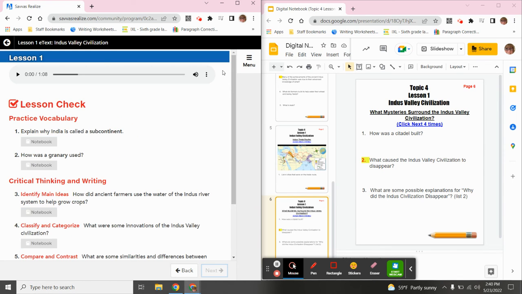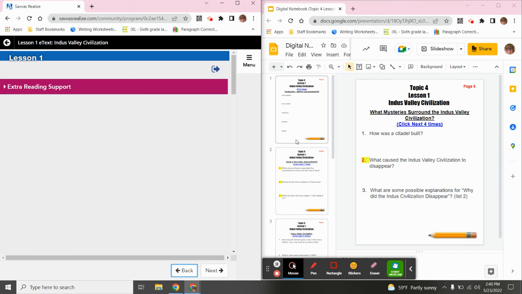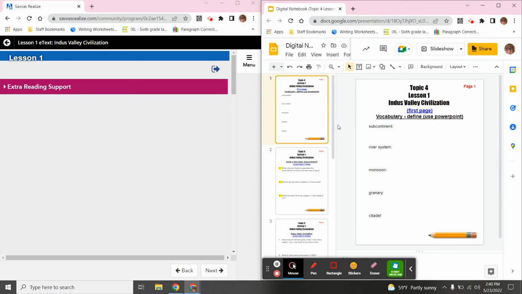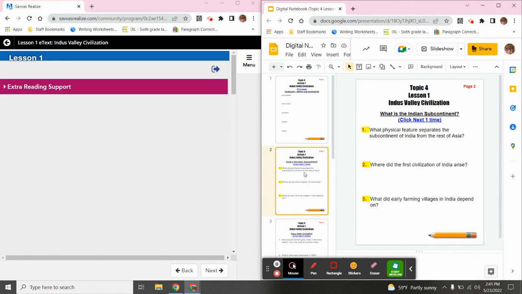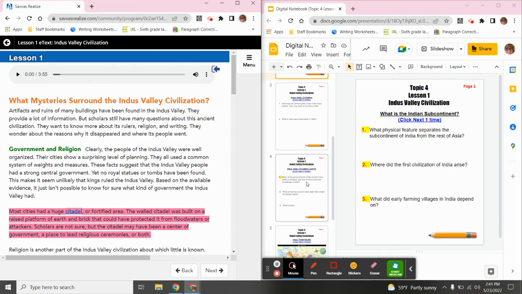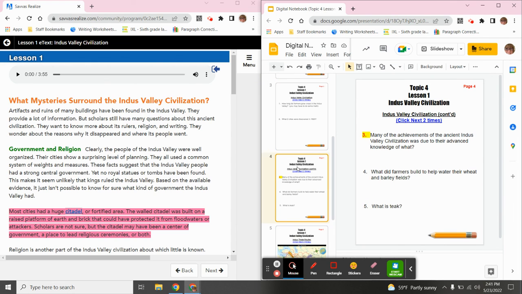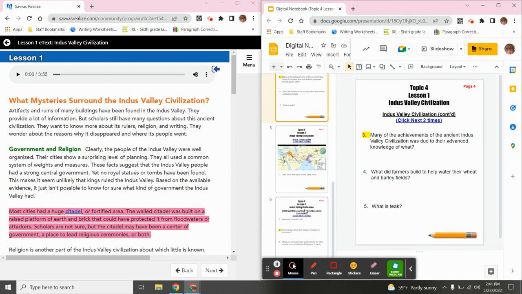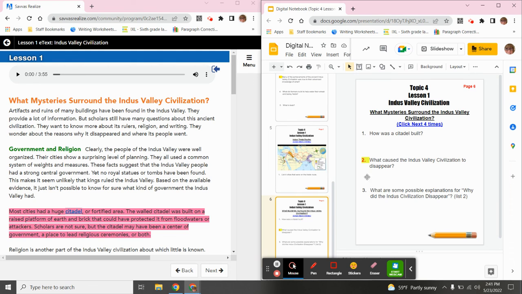Moving on to the next page is the end of the lesson. So let's go through your digital notebook. You have page 1, your 5 vocab words that need to be defined. Page 2, number 1, 2, and 3 are all quiz questions. Page 4, number 3 is a quiz question. And lastly, page 6, number 2 is a quiz question.